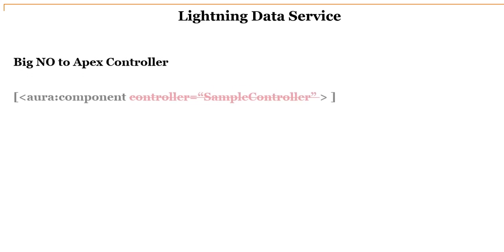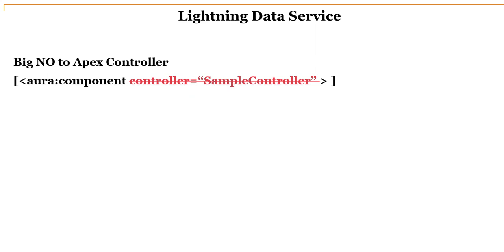That means you do not have to define a controller in your Aura component. So there is no Apex class. You do not have to create any Apex class, and you do not have to cover that Apex class to get the coverage. That means you do not have to write a test class and do not have to maintain it. That looks pretty awesome. Let's see what the features of Lightning Data Service are.